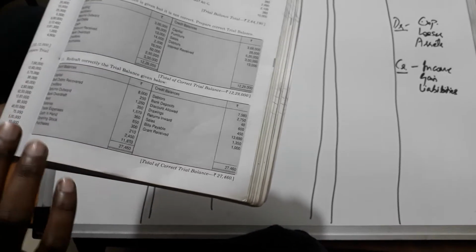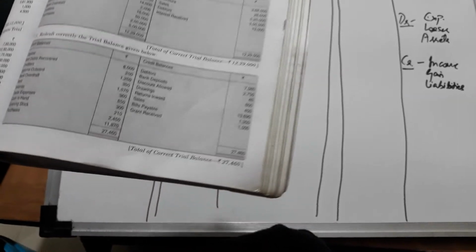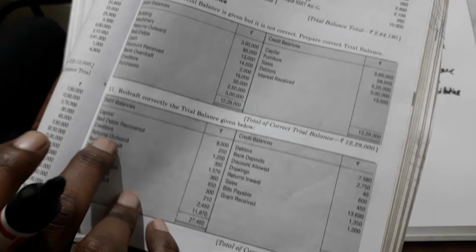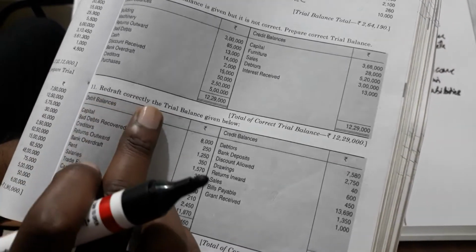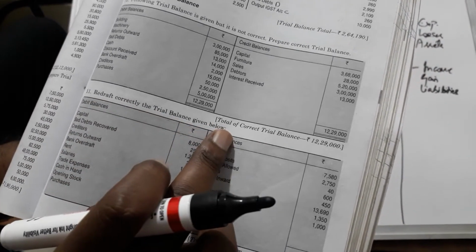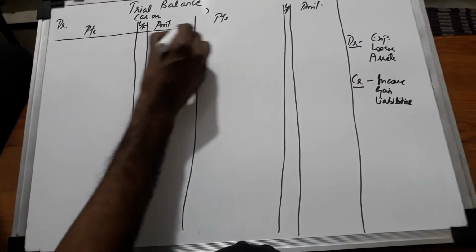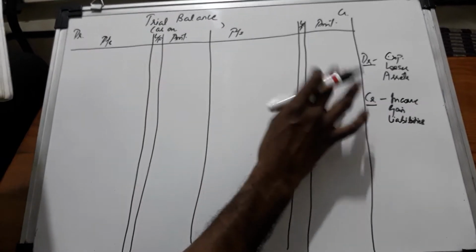Good morning, student. Today we are going to solve more questions of trial balance. Our topic is trial balance. Our question is: redraft correctly the trial balance given below. We already drew the format of trial balance. It contains 6 columns: particular, LF, amount, particular, LF, amount.